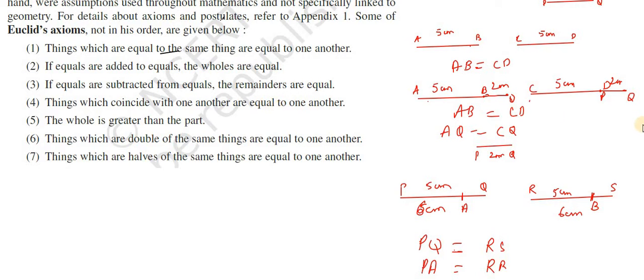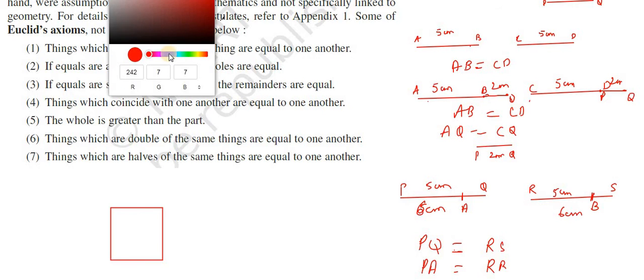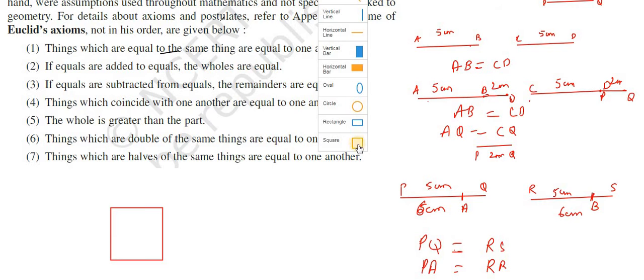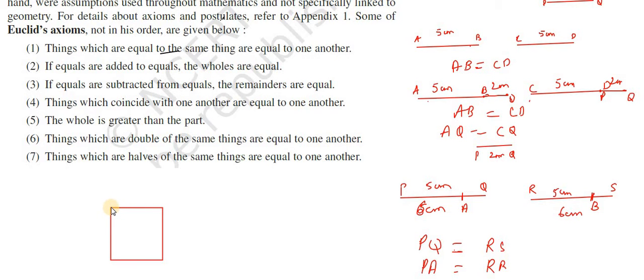Okay, fine. So next, the things which coincide with one another are equal to one another. What do you mean by this? I'll give an example. There's a square. Now on this square, I'll take another color, and I'll draw one more square of the same length and same width.